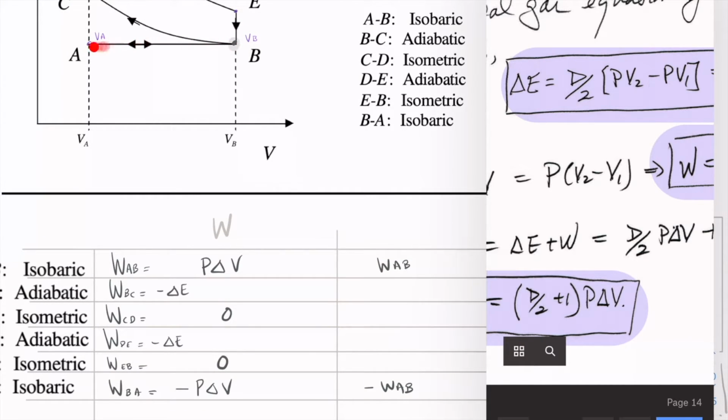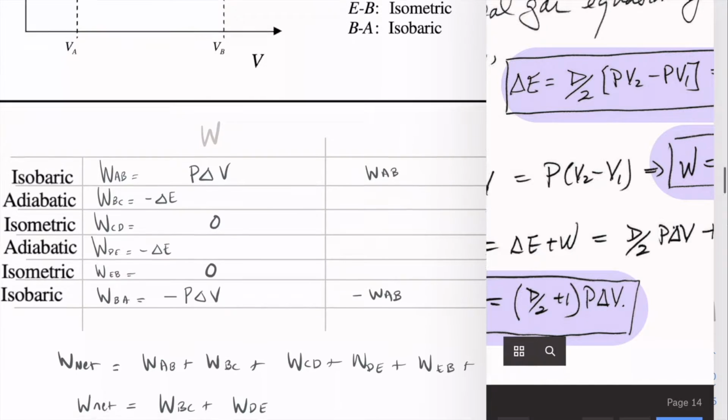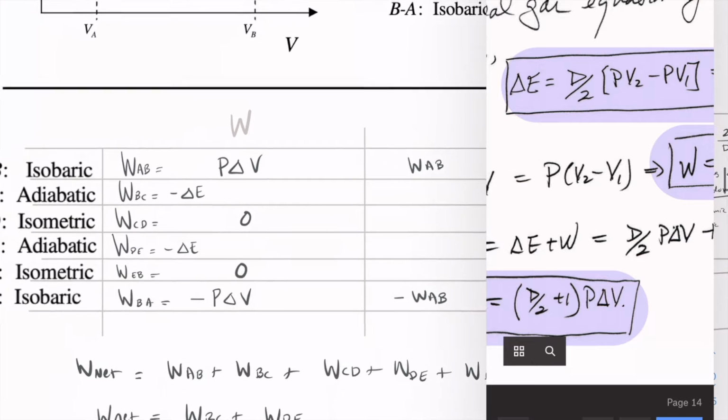But when we're going backwards, we're actually going to end up with a negative version. So the work from B to A is going to equal negative work from A to B. So when we do our net work, we're going to notice these two terms are going to end up canceling each other out. So just keep that in mind.